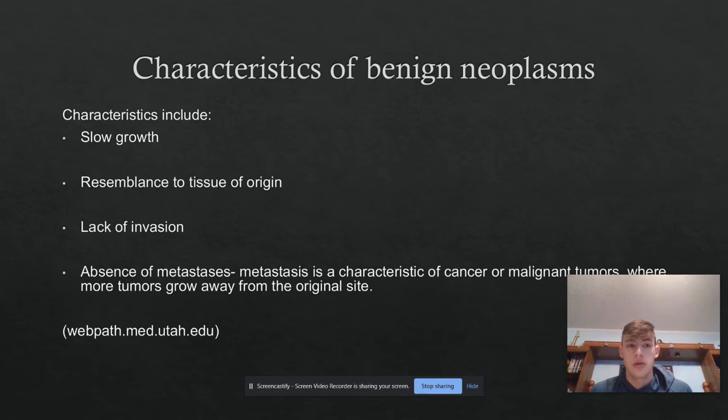Characteristics of benign neoplasms include a very slow growth rate, much slower than a malignant tumor. There is also a resemblance to the tissue that it originates from. So the cells that make up the surrounding area of the tumor will be very similar to the cells that are actually in the tumor. There is a lack of invasion with benign neoplasms. They're not as likely to spread throughout your body. There is also an absence of metastasis. Metastasis is a characteristic of cancer or malignant tumors where more tumors grow away from the original site.